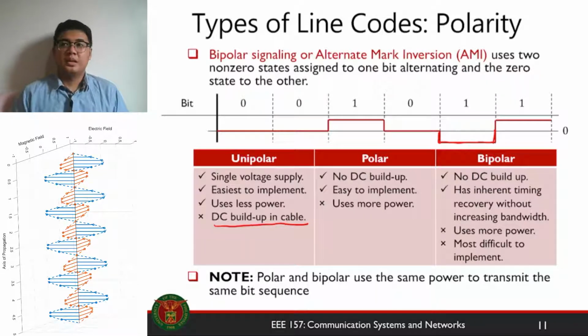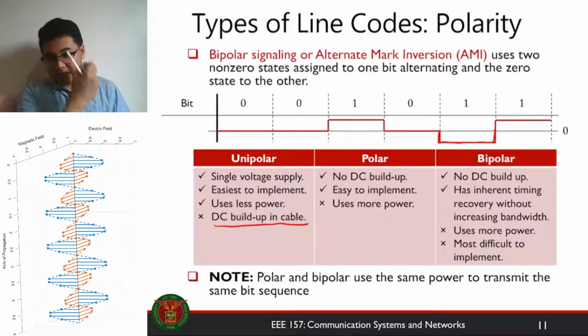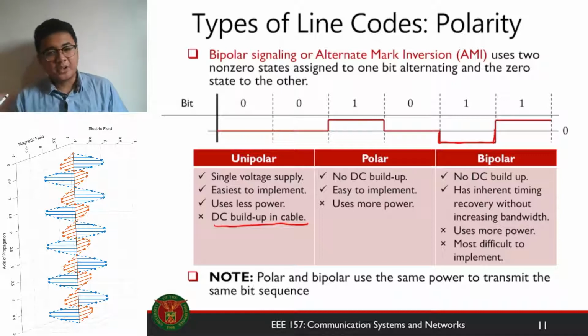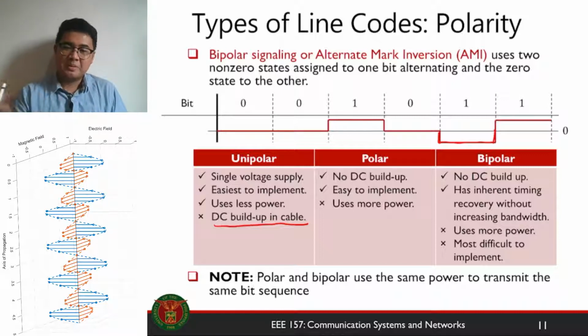So not easier than unipolar, but it's easier to implement compared to your bipolar at the very least. So this is ranked from hardest to implement to easiest to implement. Right? So it uses more power, but it's easier to implement than bipolar. And there's no DC buildup for your polar line code here. For a bipolar line code, there's also no DC buildup.